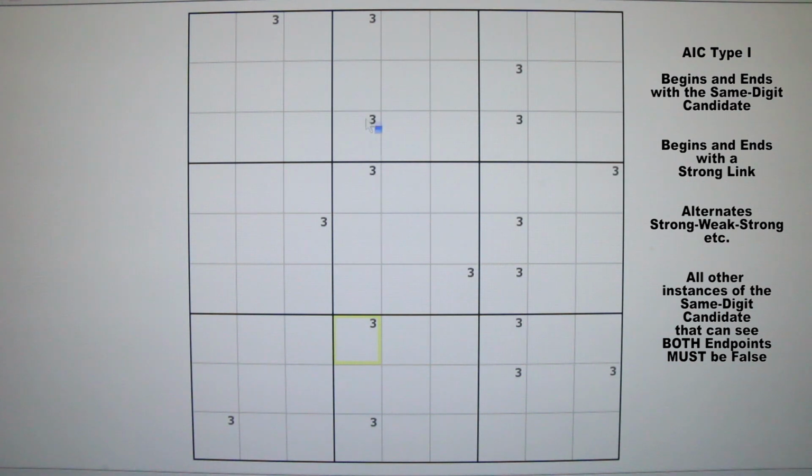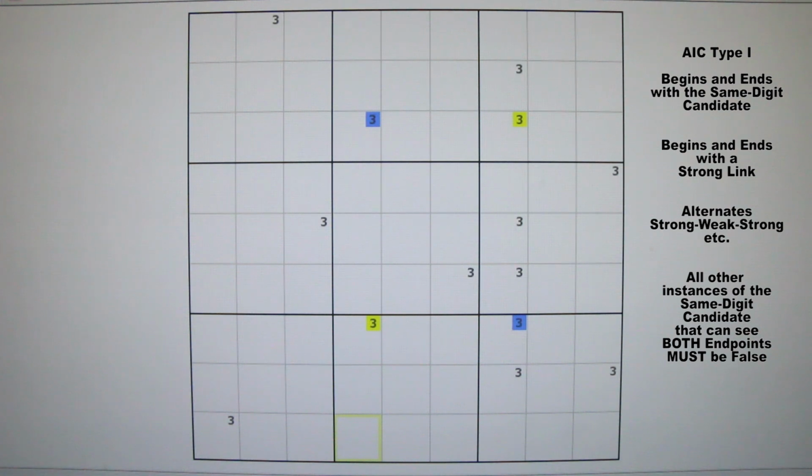So let's start on this 3 right here, and remember, blue to yellow will be strong and yellow to blue will be weak. So from this 3 to this 3 is a strong link. There are only 2 3s in row 3. Then from this 3 down to this 3 is a weak link, and then from this 3 to this 3 is a strong link. So here we have an alternate inference chain of 3 links. The 2 endpoints are in the same house. So that means any candidate 3 that can see both endpoints of the chain must be false. So that means this one is false, that one is false, and that one is false.